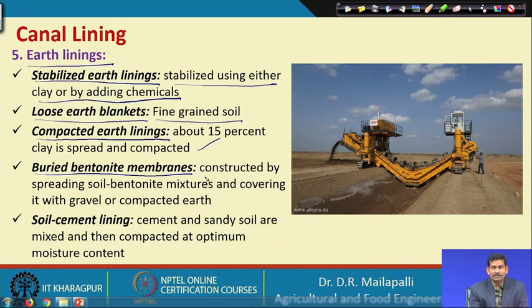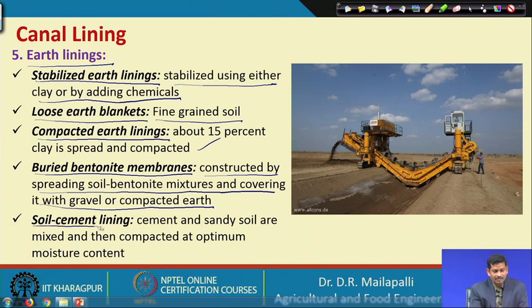So, that could be a very good binder, and it is constructed by spreading a soil bentonite mixture and covering it with gravel and compacted earth. Recently we have used this bentonite for lining farm ponds in a nearby village called Kentia village, where we adopted that village for a food security project. The farmers are very happy, since the bentonite lining is not seeping or losing any water. That is the advantage here.